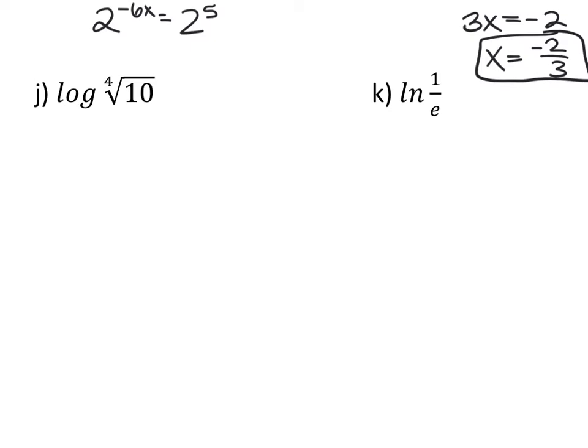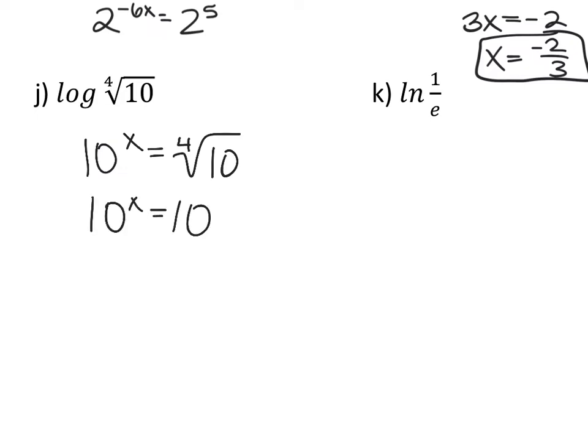Okay, for the first one, I don't have a base showing. What's the base? 10, because it's a common logarithm. So we do 10 to the x power equal to the fourth root of 10. But to get them to be the same base, I would like that second one to not be in radical form. I would like it in rational exponent form. So if I rewrite it, it's 10 to the what power? 1/4. So x is just a fourth.